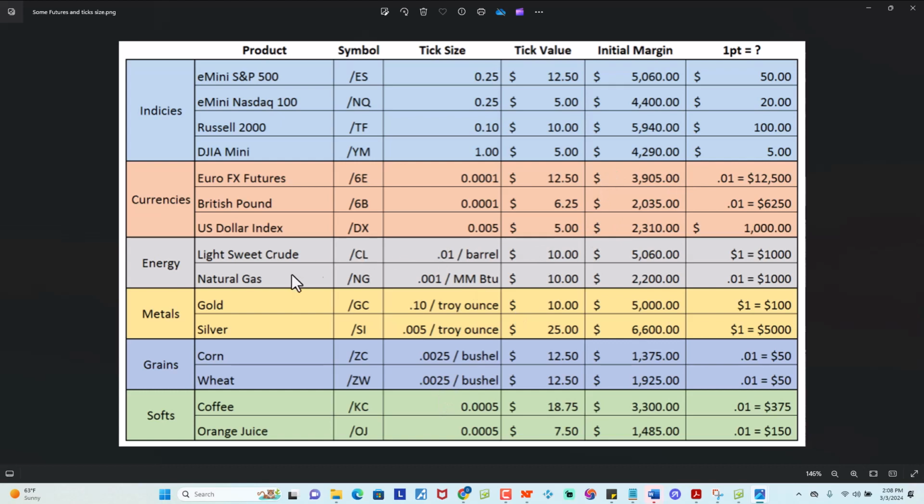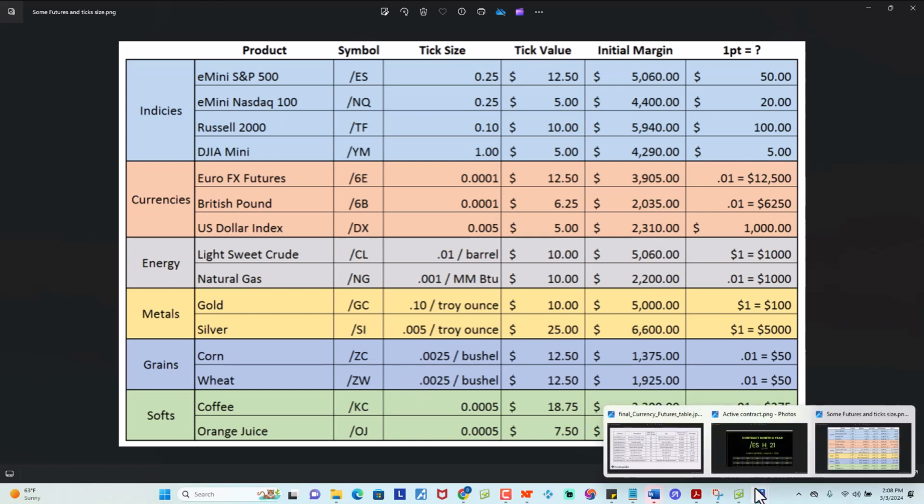All right, what else do you need to know on that chart here? Not much. And you can see, like I was mentioning, corn as an example. Yes, you can trade corn in futures, and corn is ZC. You can even trade cattle in futures. So yeah, let's move on.